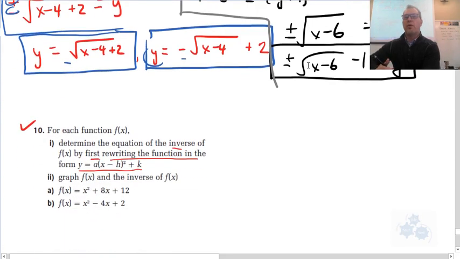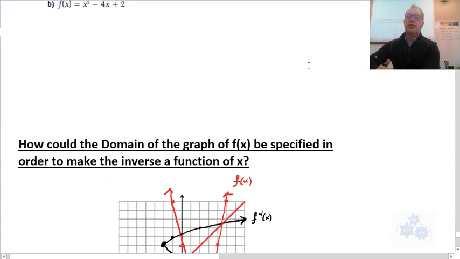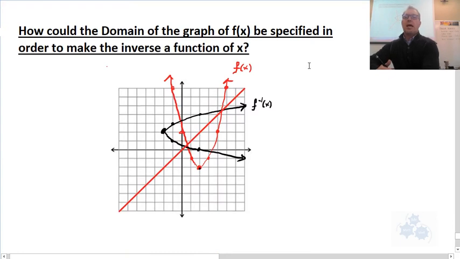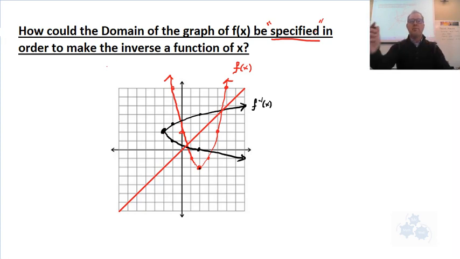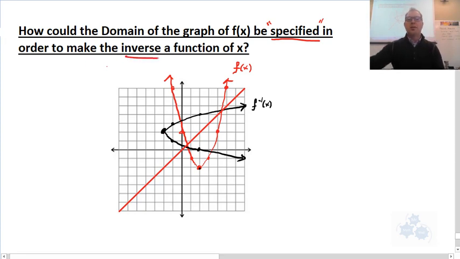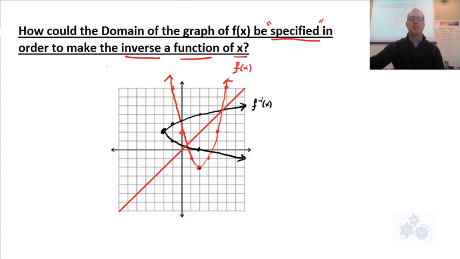There is one more thing I want to show you, and you're going to get a question like this. It says, how could the domain of the graph of f of x here be, now this is maybe a new term, specified, or altered, or made more specific? So how can we narrow down the domain, or be more specific with the domain, in order to make the inverse a function of x? We kind of talked a little bit about that before, just in this previous example.